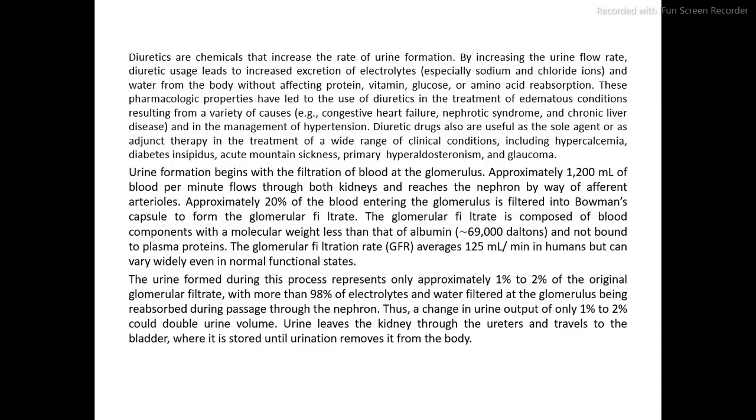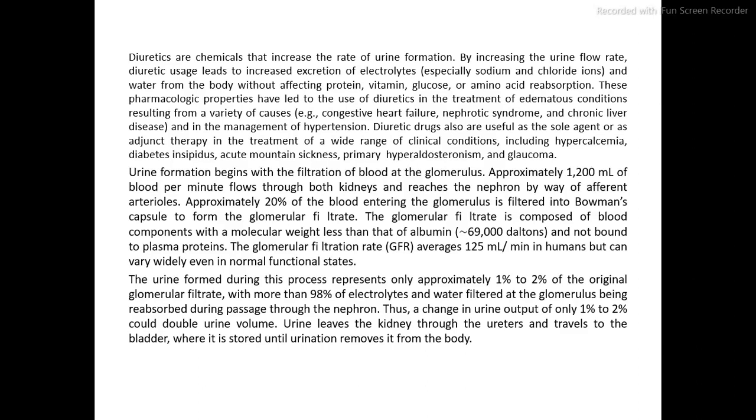Once the urine is formed, they also excrete some electrolytes with the water from our body. These diuretics are used in the treatment of various diseases like CHF. Then they are also used in nephrotic syndrome, chronic liver disease, and in the management of hypertension. These diuretics are also used in some clinical conditions like hyperkalemia, diabetes, and acute mountain sickness, and also in the treatment of glaucoma.